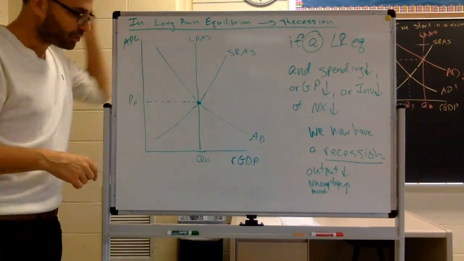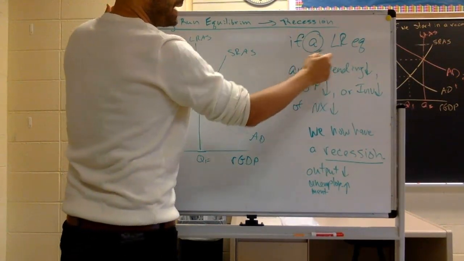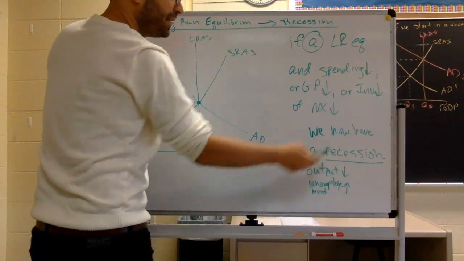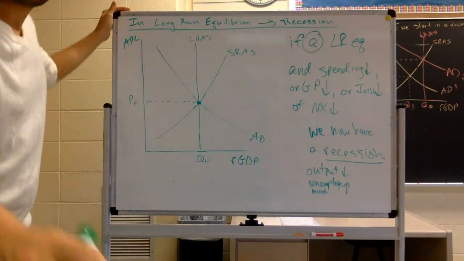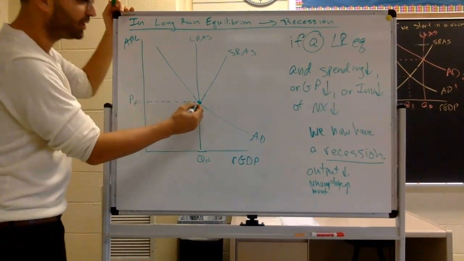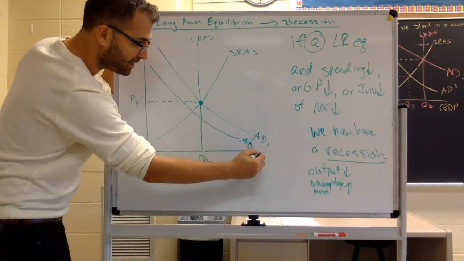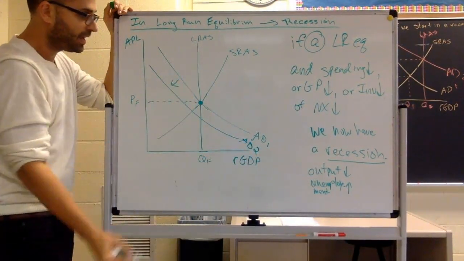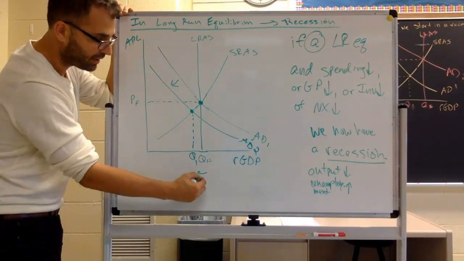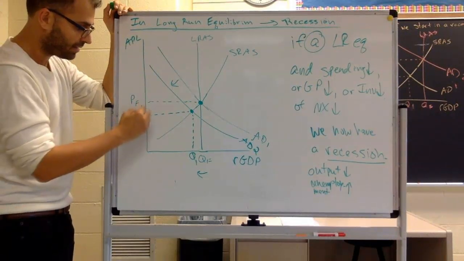What do you do then? How do you show that? It's a "show what happens" question. Well, if we're at long run equilibrium, and spending, or GDP, or investment, or NX goes to the left, it's going to say, show what happens if this happens. Well, then you would show, this would be my first point, the AD goes to the left and creates a recession. AD1, AD2, arrow left, and we have a new equilibrium. So Q1 is now to the left, and price level is now lower, P1 down here.